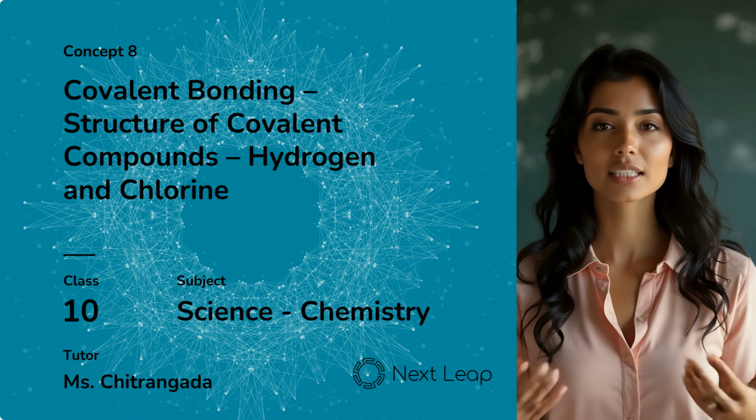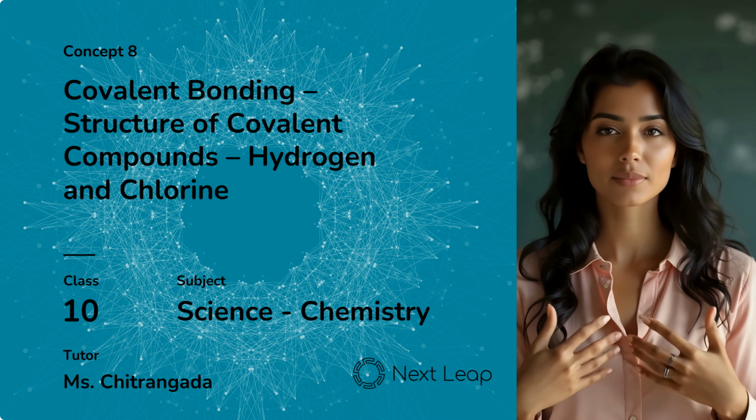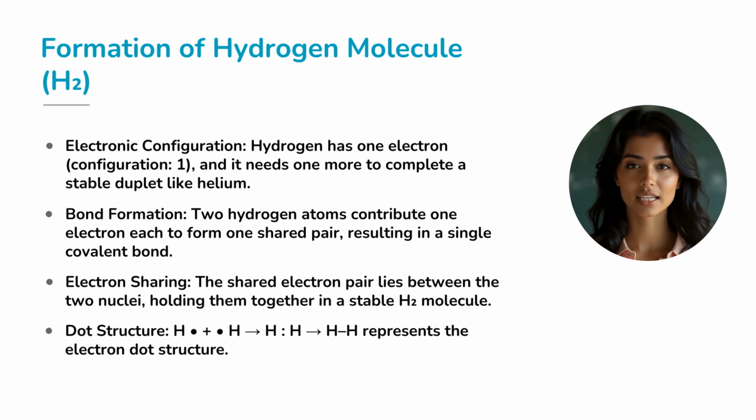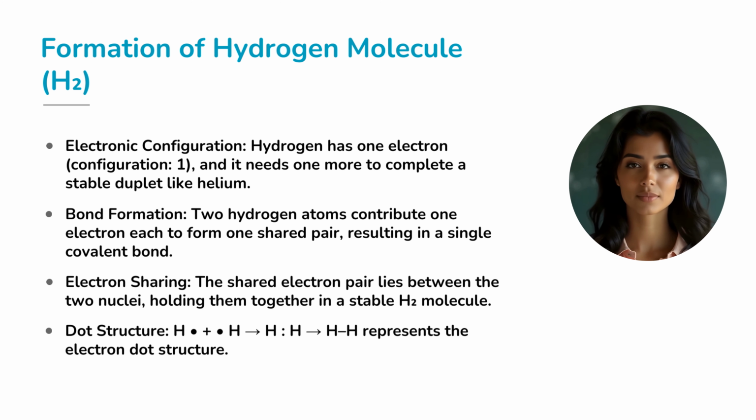Let's begin with the simplest molecule in the universe, the hydrogen molecule. Let's take a close look at hydrogen. A hydrogen atom has one electron. To become stable like helium, it needs one more electron, making a total of 2. When two hydrogen atoms come close, each contributes one electron. These two electrons are then shared between them, forming what we call a single covalent bond.